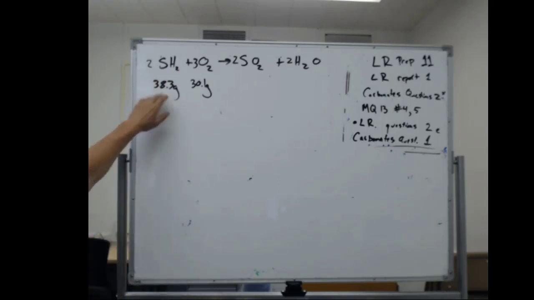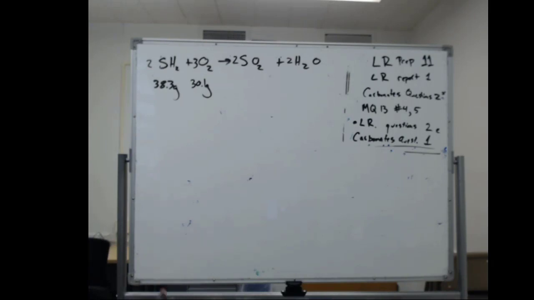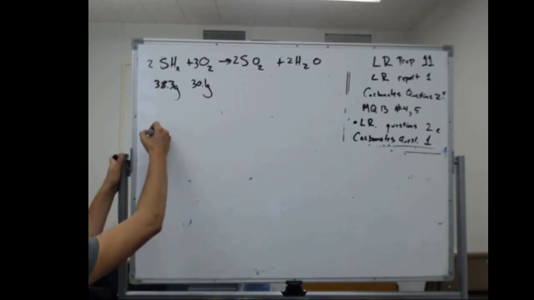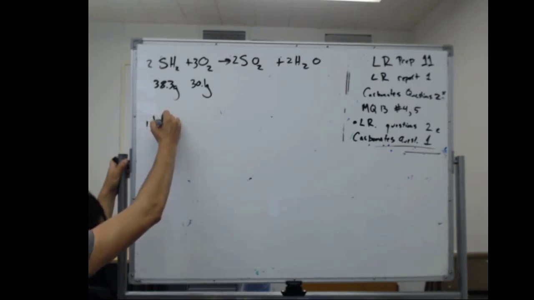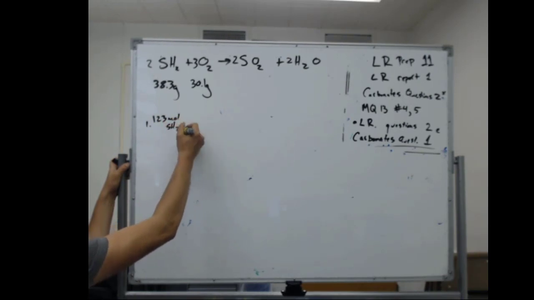Let's go ahead and start by calculating this. So the periodic table's out. Help me out if you've got your periodic table and your calculator handy. Calculate the moles of O2 or the moles of SH2 just to double check my work. 38.3 divided by 34, that's 1.13 moles SH2.